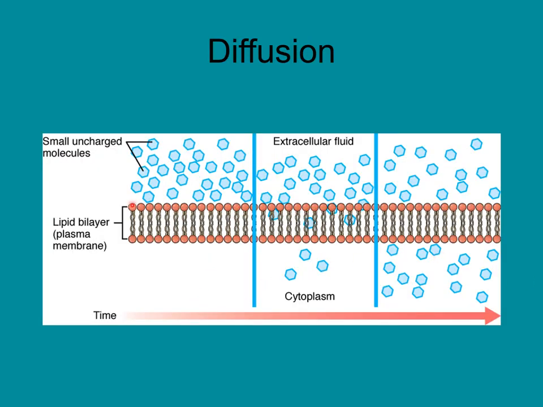So this is just showing in this example where you have your plasma membrane or cell membrane right here. You have all these blue particles on this side. Well, when it diffuses, it's just going to move across into the cytoplasm now until you reach equal concentration. That's all it is. You can see this or do this at home if you want.